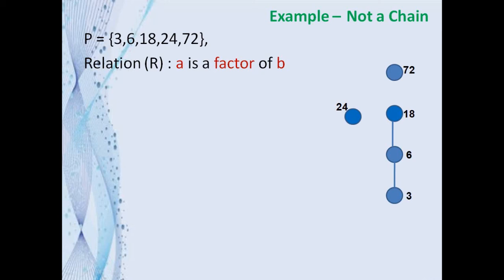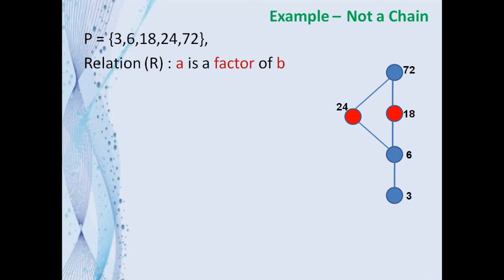So whenever we can't compare, we need to move one level back. So here 6 is a base element and 6 is a factor of 24. So we draw the line between 6 and 24. Here we have two base elements, that are 24 and 18. 18 is also a factor of 72 and 24 is also a factor of 72. So we can draw the remaining lines. Now this is the Hasse diagram for this partial order.